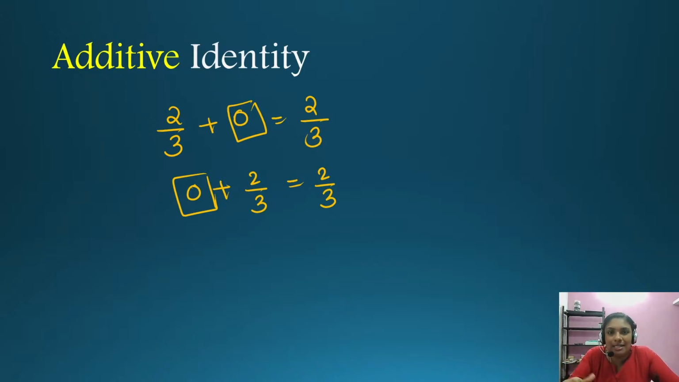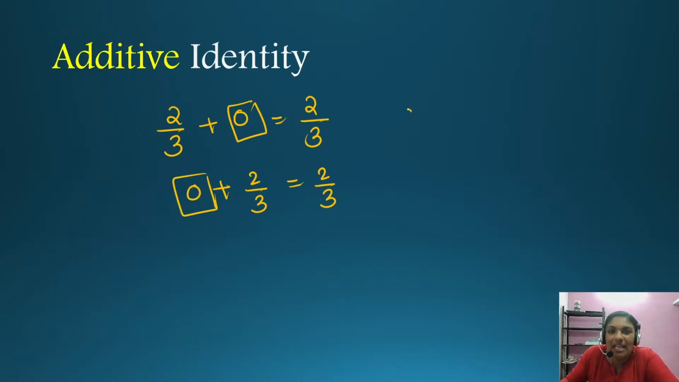Our name, our details, etc. Likewise, if 0 is added to 2 by 3, what happens? We get the same 2 by 3, the same identity, right? So 0 is known as additive identity. What about multiplication? Let's get into multiplication later. So this is all about additive identity.